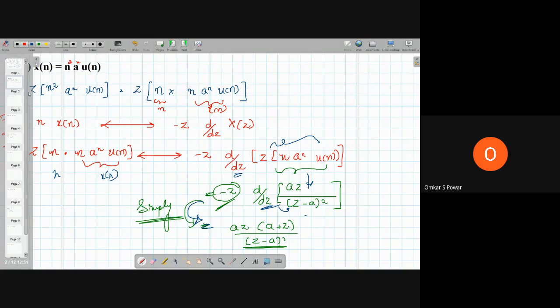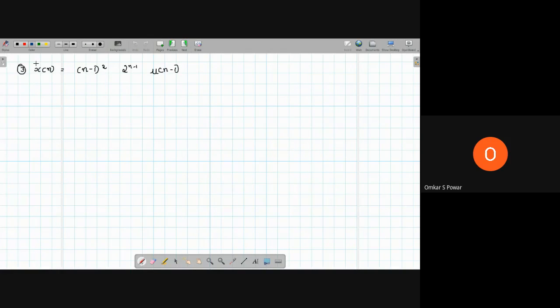Okay, so let me go to the next problem. The question here is x of n is equal to n minus 1 the whole square 2 to the power of n minus 1 into u of n minus 1. By the look of the problem only, you have to get which property you have to use. It looks like time shifting, right? You observe here n minus 1 is there, n minus 1 is there. So directly you can use this time shifting property. So what does your time shifting property say?